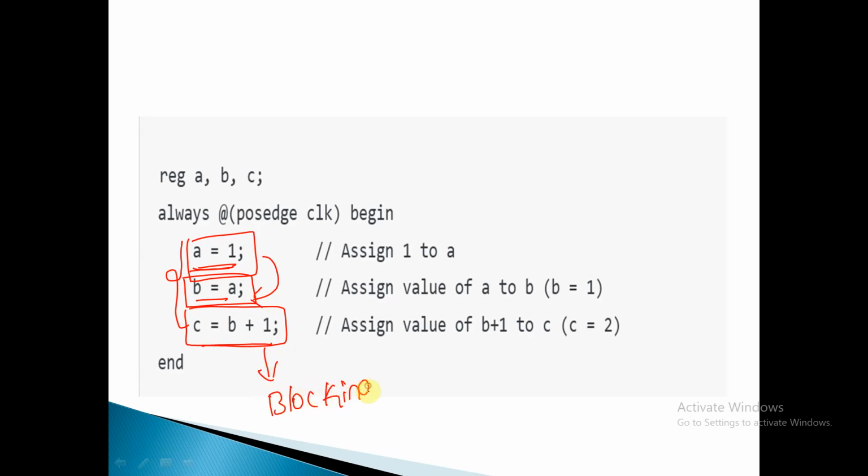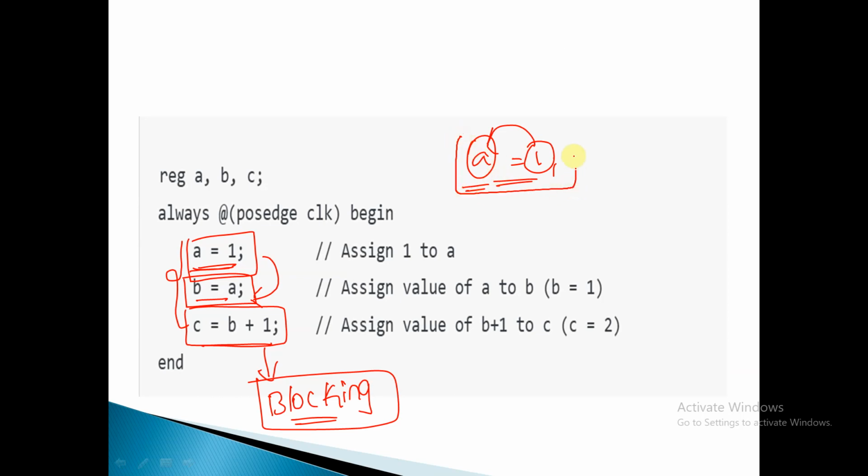And one more thing, if you are using any blocking assignment, the updation is happening immediately at the same time step. That is, if we have written a is equal to 1, then the right hand side value is immediately updating on the left hand side value. Until this particular assignment a is equal to 1 is happening, it is not going to further execution, that is, it is not going to b is equal to a. Okay, is it clear for everyone?